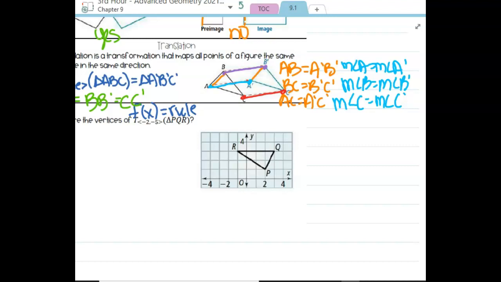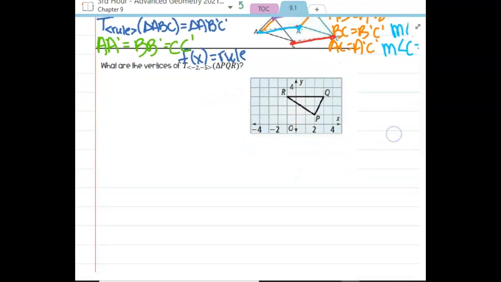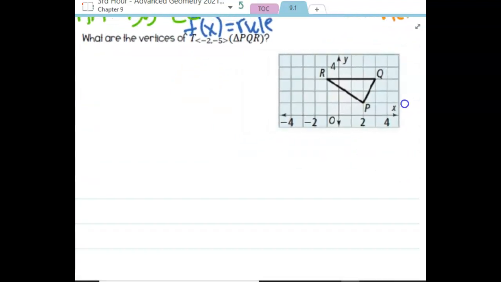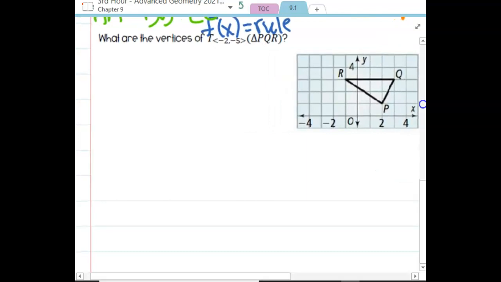So if I were to ask you, is a translation a rigid motion? Yeah. It preserves distance, because they're all moving the same distance and direction. Okay. All right, now one of the things we're going to be doing today is actually translating some images.